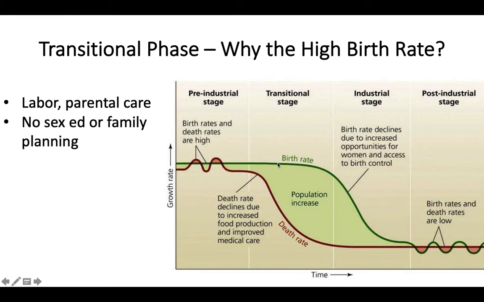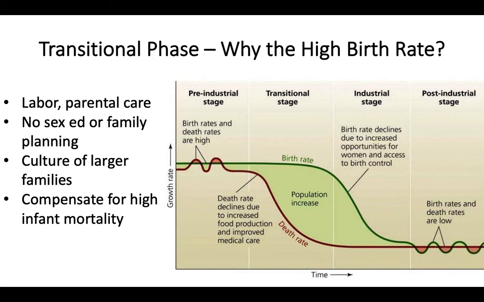Additionally, at this point, the birth rate might be high because there's not much sex education, family planning, contraceptives, or access to family planning services, etc. So the birth rate is not going to be as in check, so to speak. The culture in the area might value having larger families. There might be religious pressures that value having larger families. They might be compensating for high infant mortality while the death rate overall is dropping. Infant mortality can still be relatively high, so maybe families are compensating for that.